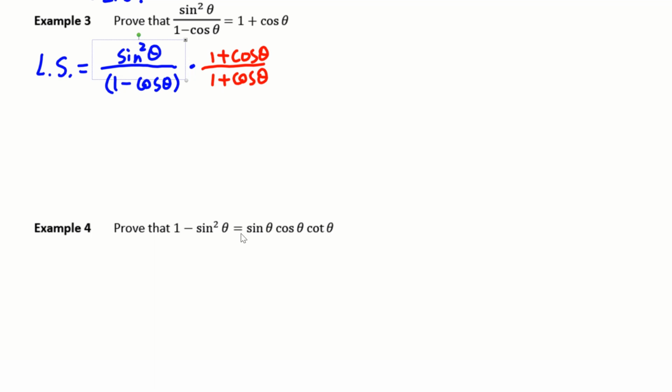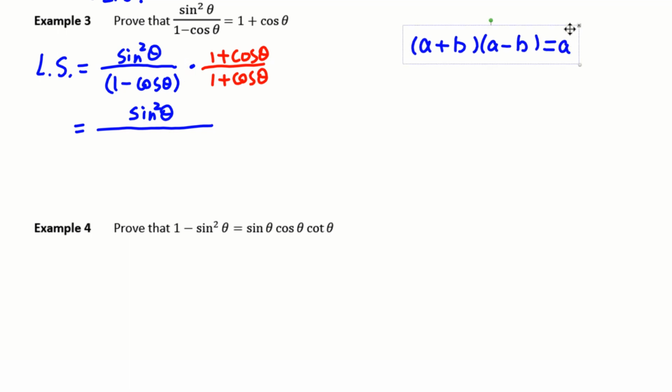Then after that we keep the numerator there but multiply the denominators. So 1 plus cosine theta we don't touch it. The numerator is sine squared theta. Then for the denominator, you multiply 1 minus cosine theta by 1 plus cosine theta, and you have the difference of squares. A plus b times a minus b gives you a squared minus b squared. The reason is plus ab minus ab, the middle terms cancel out. So it will be 1 minus cosine squared.